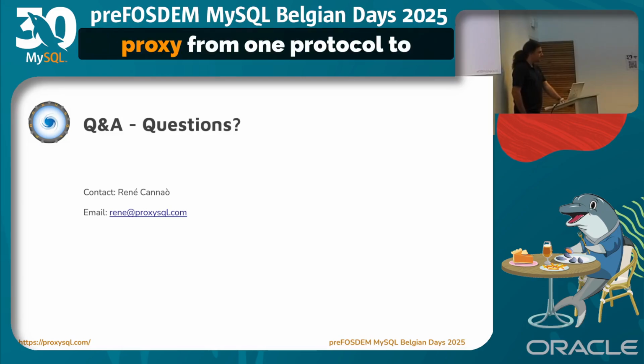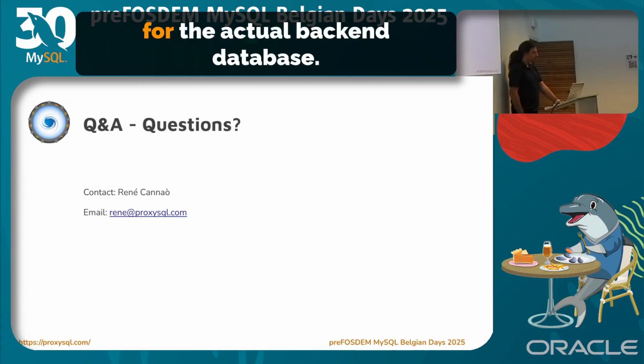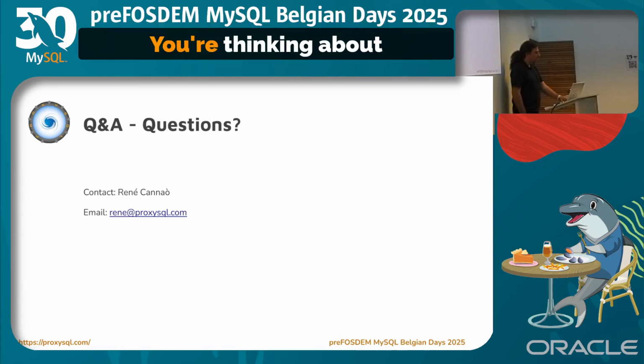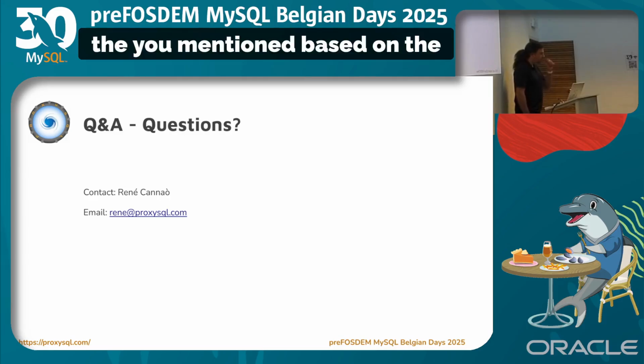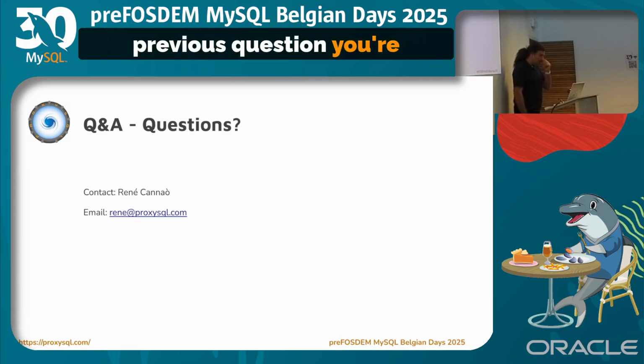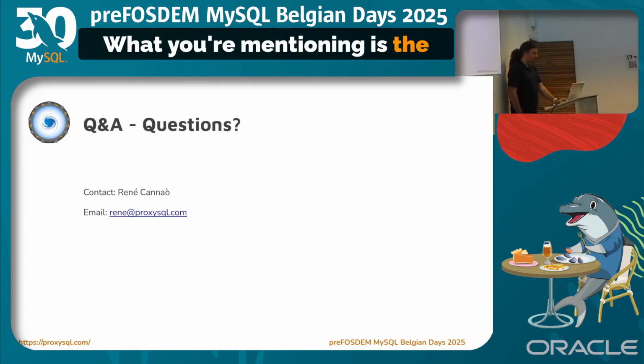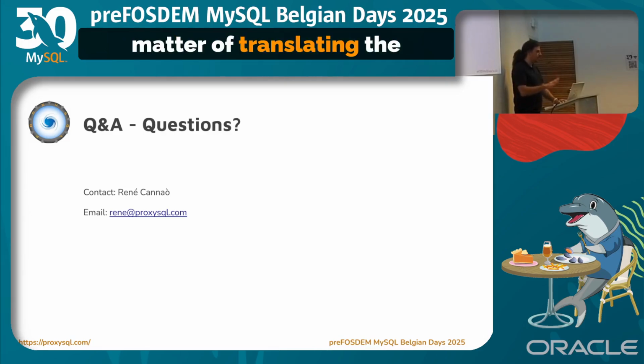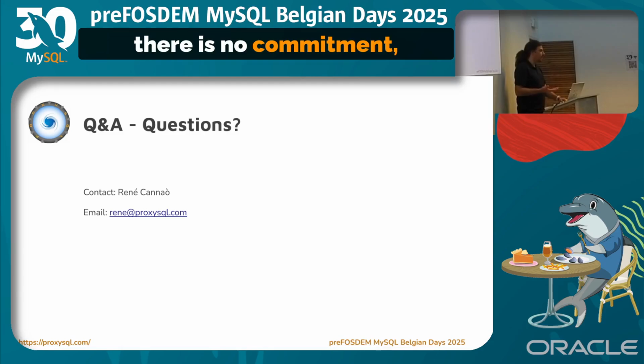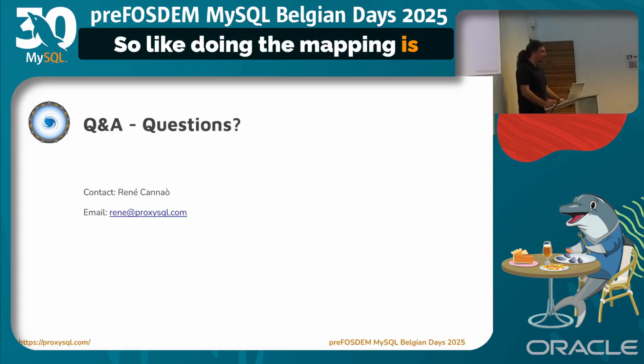This prototype you mentioned to proxy from one protocol to the other, will it include variations in SQL syntax, or is it still expected to write SQL for the actual backend database? You're thinking about the proxy protocol? No, you mentioned based on the previous question. Yes. You're going to proxy between. What you're mentioning is the problem. It's not just a matter of translating the protocol, but supporting everything else. Just to throw an example, there is no DELETE ... LIMIT in Postgres. The concept is not there. So doing the mapping is going to be a long list of limitations.